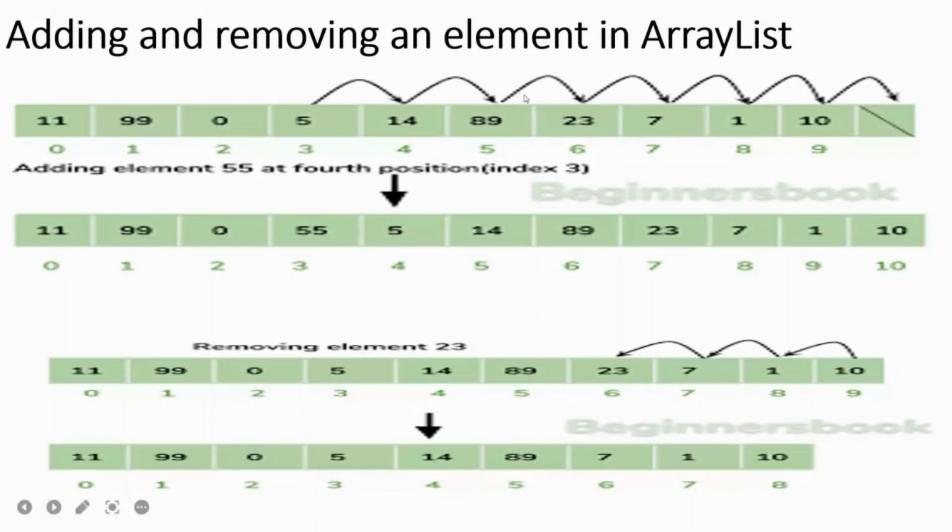After doing that shifting, this is how your data gets restructured. Before, at the third index you had element 5. After shifting, at the third index you have the element 55.